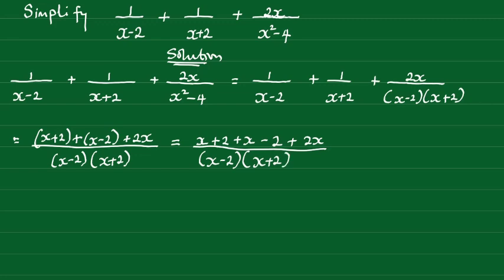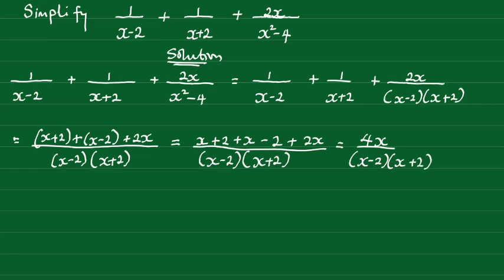Now we solve some of what we have at our numerator. So we have x plus 2x, we have 4x. We're left with plus 2 minus 2, both cancel out, and at our denominator we have (x minus 2)(x plus 2).